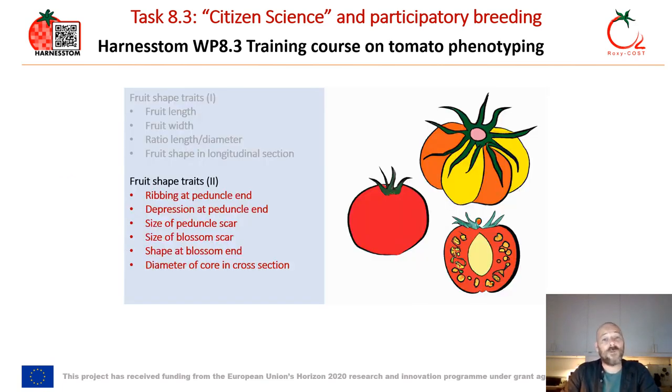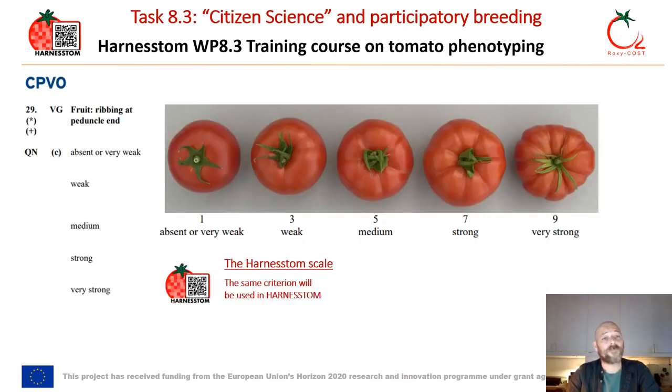It is for this reason that the following characteristics of the fruit are very important when describing the external appearance of the tomato. These are ribbing at the peduncle end, depression at the peduncle end, size of the peduncle scar, size of the blossom scar, and shape at the blossom end. Finally, we have one trait that is related to the internal appearance: the diameter of the core in the cross-section. Let's look at them one by one.